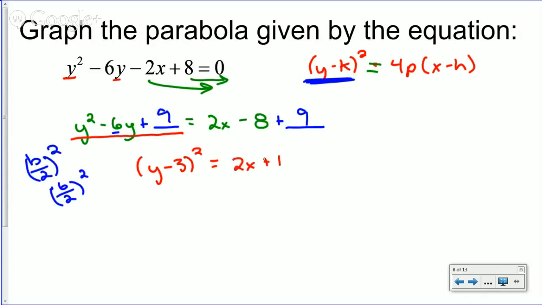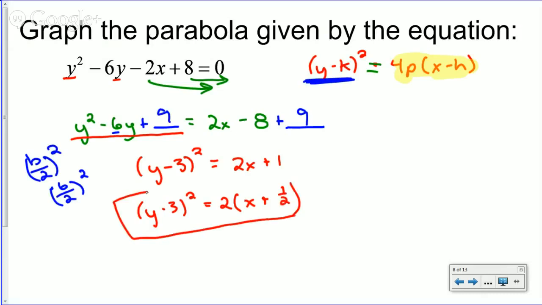2x plus 1. Now notice here, in my equation up here, I've got something outside of parentheses. So I need to put something outside of parentheses here. And notice the coefficient on x here is 1. So I'm just going to factor out this 2. So y minus 3 squared equals 2 times x plus a half. Okay? So this is your standard form.